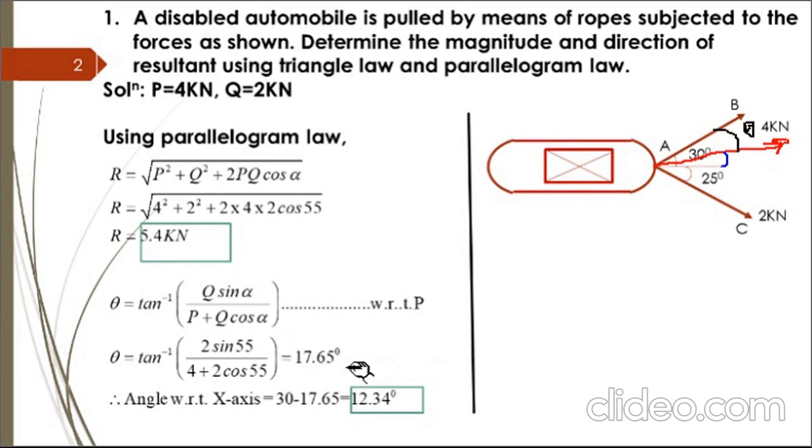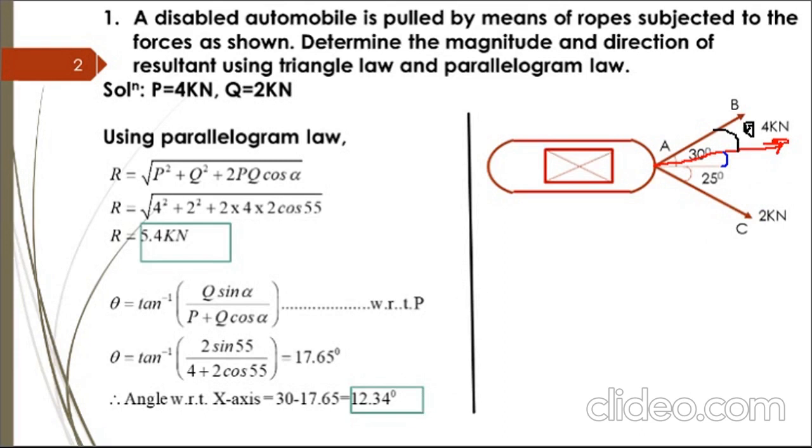17.65 degrees, and therefore, looking at the geometry, to find the angle of R with respect to the x-axis, it will be determined as 30 degrees minus this theta. So 30 minus 17.65 is equal to 12.34. It means the resultant R is applied at an angle of 12.34 degrees.